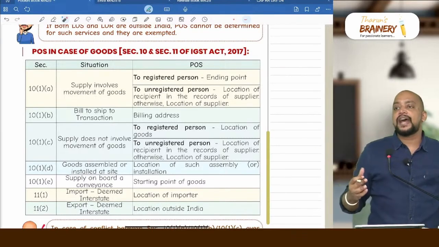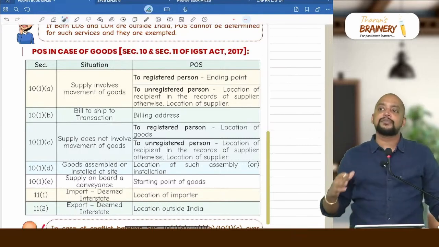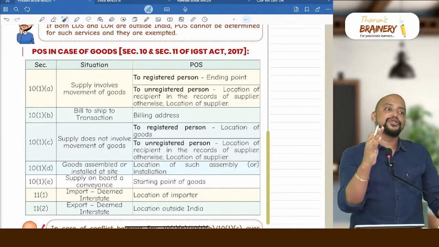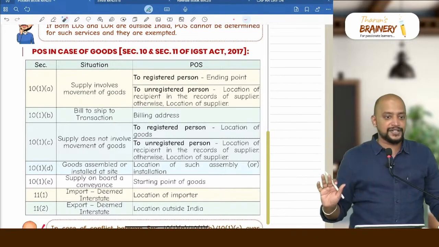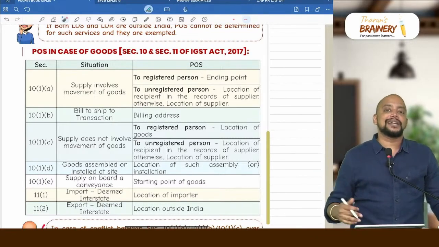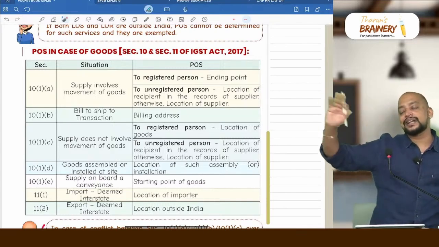Then next we have bill to ship to transactions. In case of bill to ship to transactions, remember 10(1)(b), B for bill to ship to and B for billing address. Billing address will be taken as the place of supply. In bill to ship to transaction, there is a possibility of another supply between whom? Billing address and the shipping address.